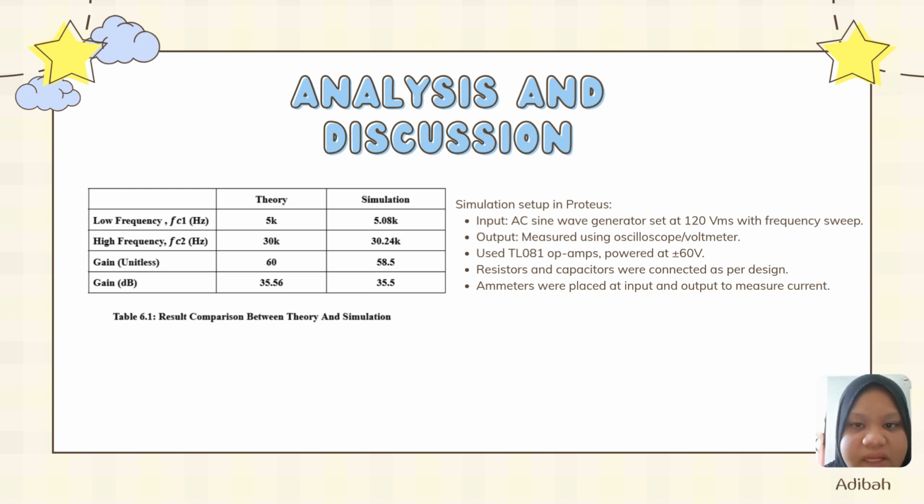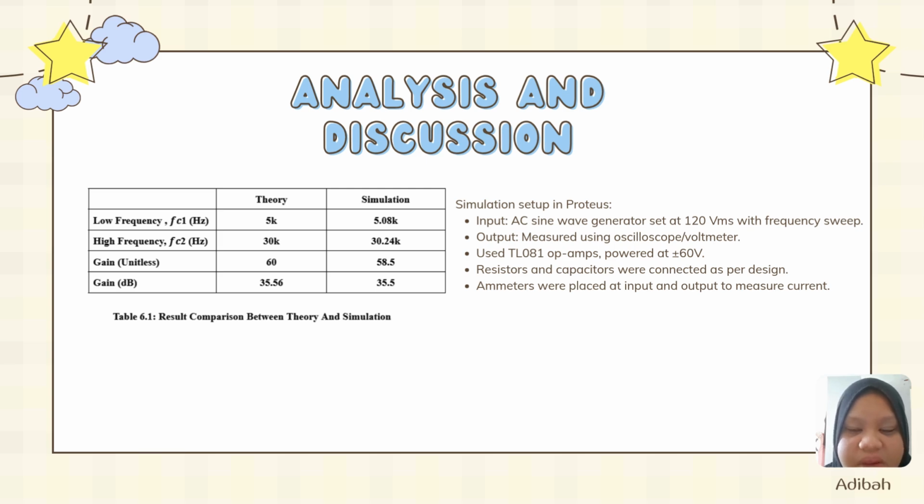Okay, I will talk about analysis and discussion. For the low frequency, the theory gives 5K, and the simulation we get 5.8K. And for the high frequency, the theory is 30K, and the simulation we get 30.24K. And for the gain, the theory is 60, and the simulation we get 48.5. And for the gain in dB, the theory is 35.56, and the simulation we get 35.5.